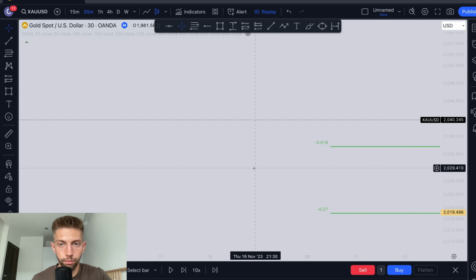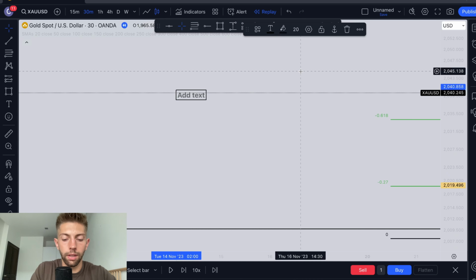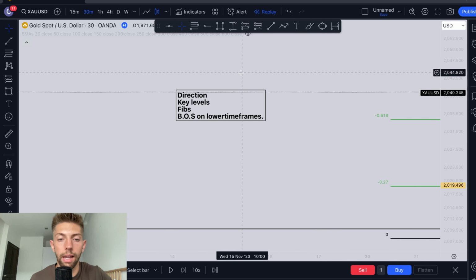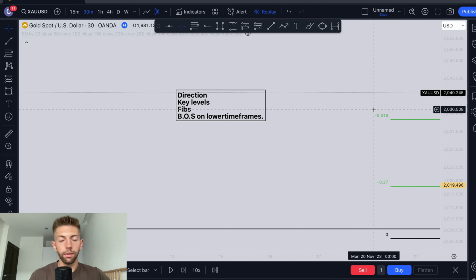Again, once I got my direction, what I'm gonna do? Key levels. Once I have my key levels, what I'm gonna do? Fibs. Once I have fibs, what I'm gonna do? Break of structure on lower time frames. Basically, once I got these four things in sync, I just want to hop in a trade. I place my stop loss under the lowest point price reached, under some level of support or some level of resistance. I want to target the negative 27 on my Fibonacci, and I just gotta wait.